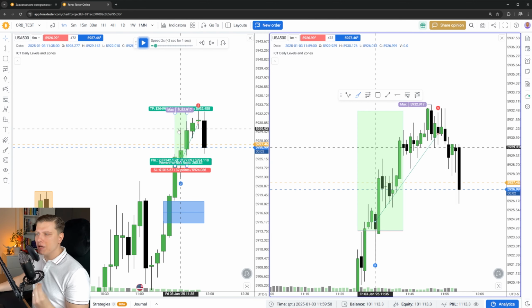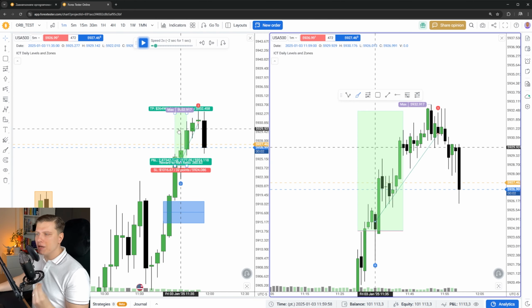Let's move to another example. So welcome to another example. As you can see, we have our ORB range already defined. So I'm gonna move the tape a little bit further. And this is a really interesting example. As you can see, price left a volume imbalance, and also what price did is close below this range on the 1 minute chart. But what I want to see is how the 5 minute chart will treat all of this.